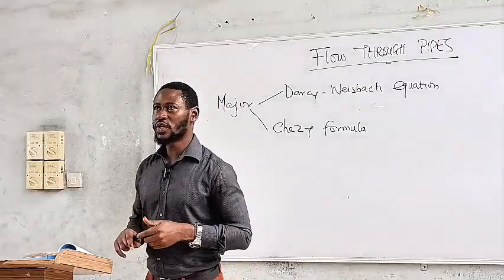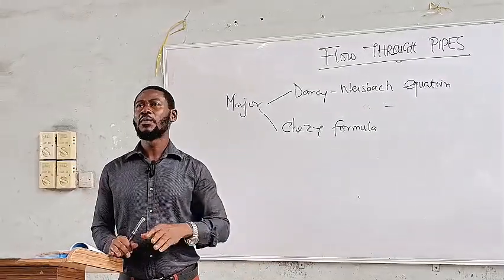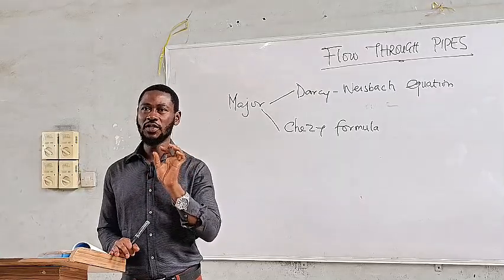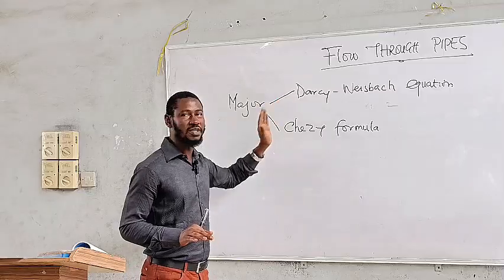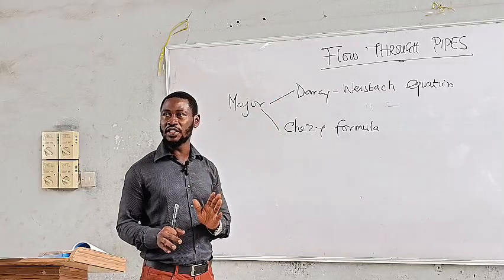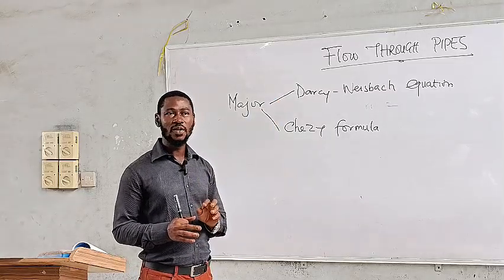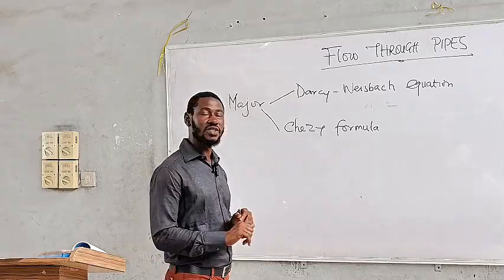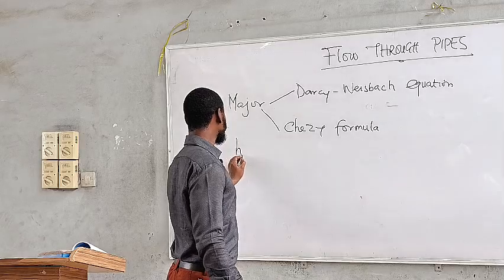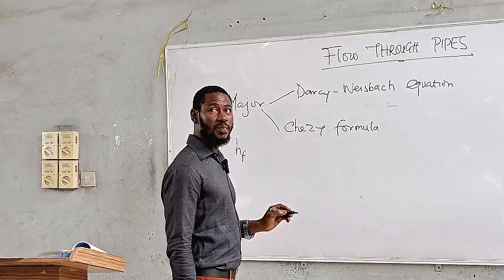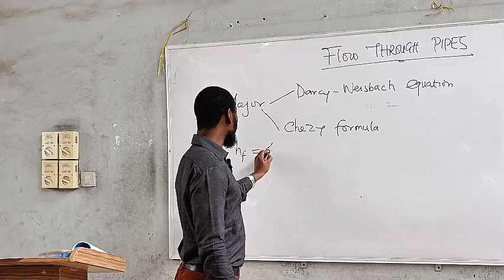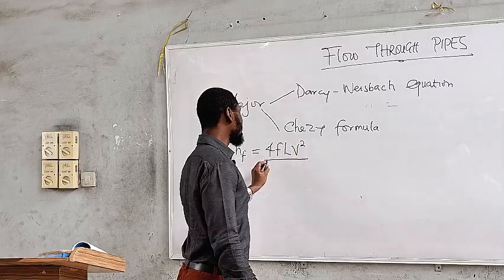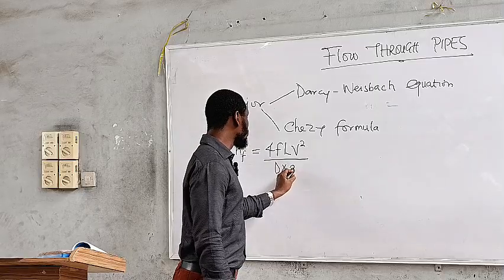Before we go into that, let's quickly look at what happened in this case. Major head loss is as a result of friction that occurs in the pipe. And these two key things are what we are going to be using in determining the head loss. Now, for Darcy Weisbach, the mathematical expression is given as H subscript F, representing the head loss in the pipe. HF equals 4FLV squared divided by D multiplied by 2G.